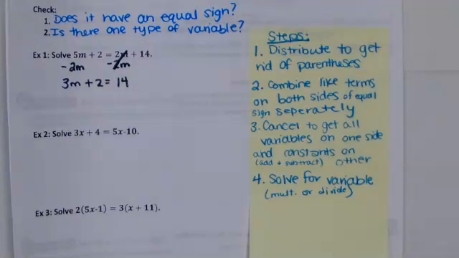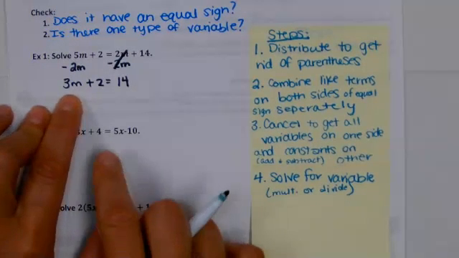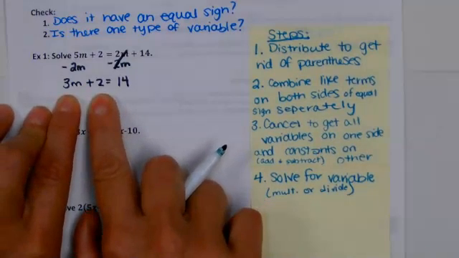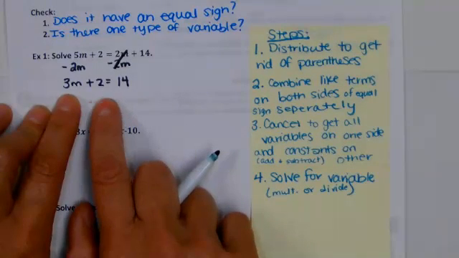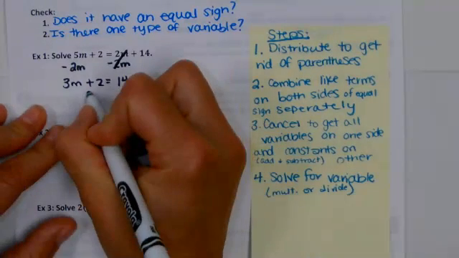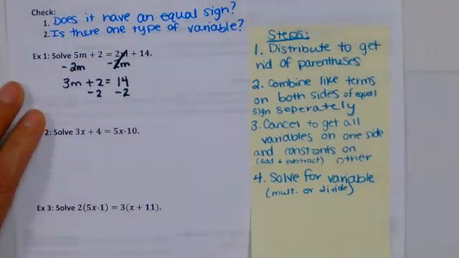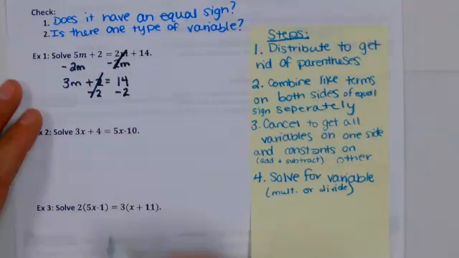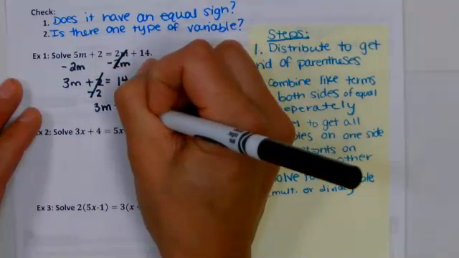So now I have all my variables on my left, but my plain constants here, that means the numbers without the variables, they all need to go to the right. So in order to get rid of the plus 2, I would subtract 2. Now to keep it balanced, you want to subtract it on the other side. So if I subtract 2 there, I get rid of it. That brings me 3m on this side equal 14 minus 2 gives me 12.